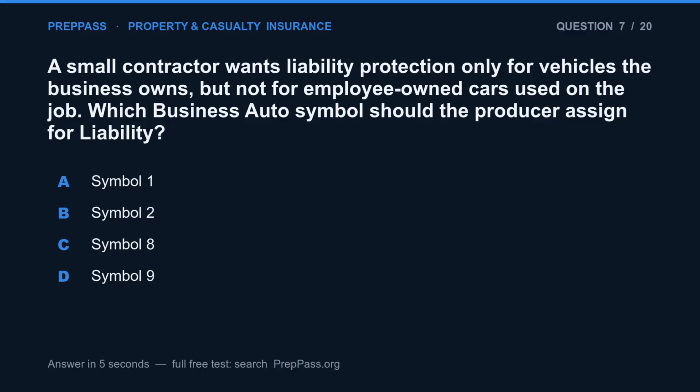Question 7. A small contractor wants liability protection only for vehicles the business owns, but not for employee-owned cars used on the job. Which business auto symbol should the producer assign for liability? A. Symbol 1. B. Symbol 2. C. Symbol 8. D. Symbol 9.